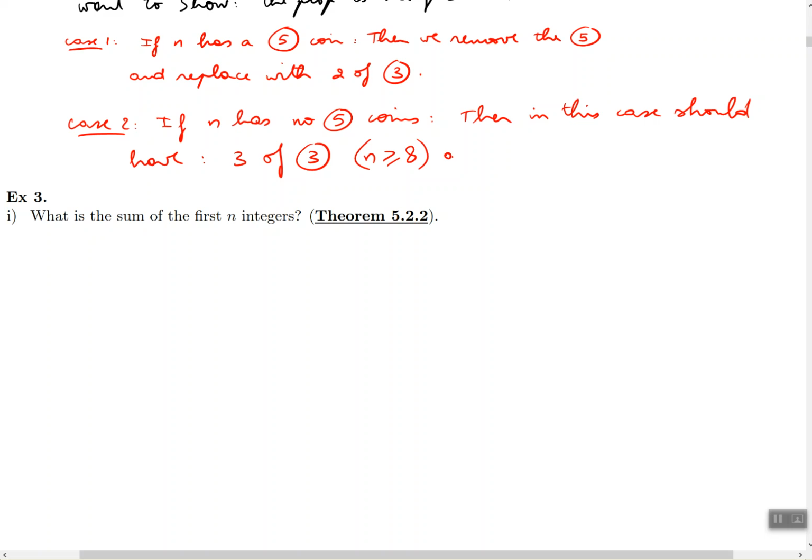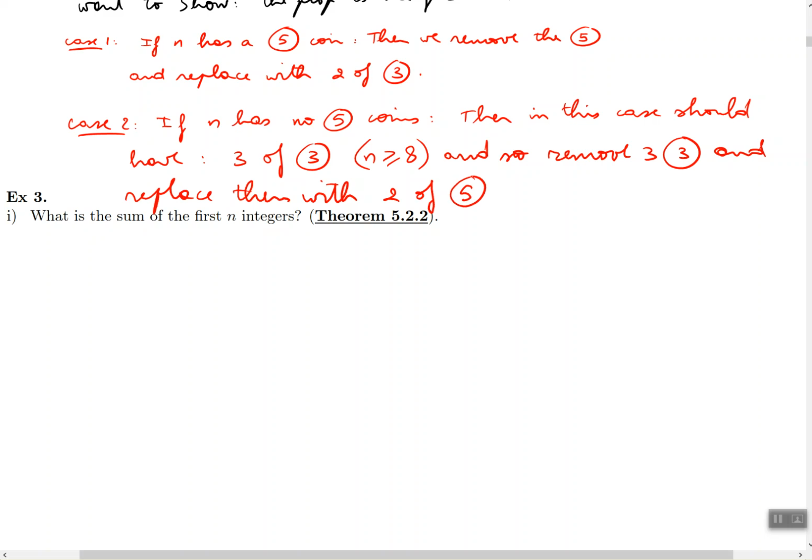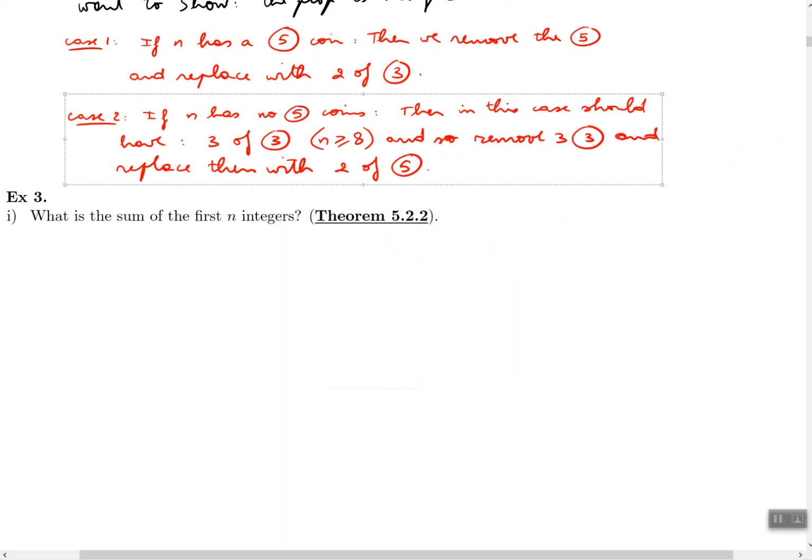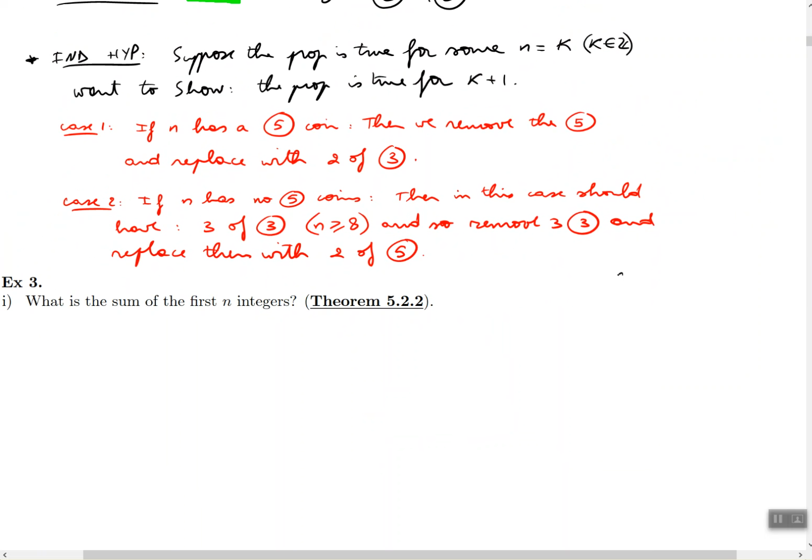And so what we do in this case is remove the 3 3-cent coins and replace them with 2 of the 5-cent coins. And so our n is going to increase by 1, because you took out 9 but you added 10. So yep, your n has grown by 1, and that's what you wanted to do in the first place. So at this point the theorem is finished, QED, and that's the end. So I'll see you in the next video.